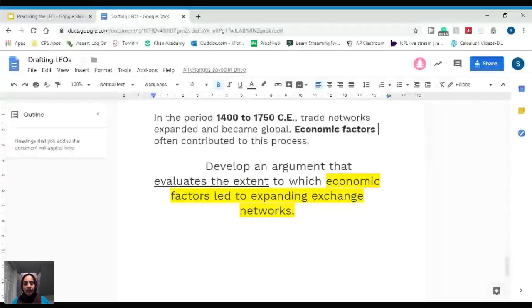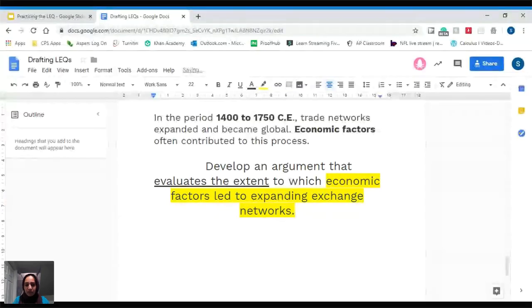So now we know basically everything. We know what our limitations are, we know what the topic is, we know what we're supposed to do, we're supposed to evaluate the extent. So how much did economic factors lead to expanding exchange networks? Did they really lead to expanding exchange networks or not really?